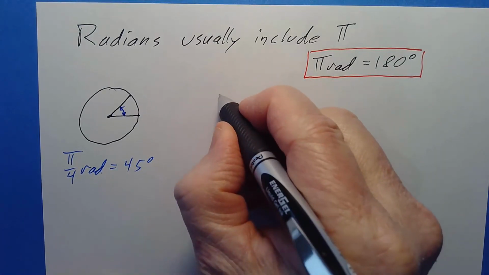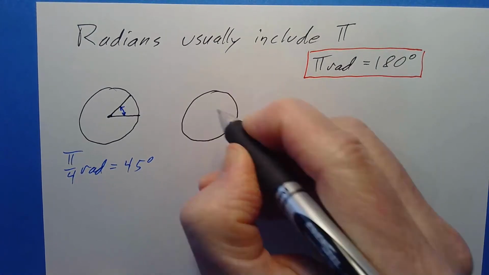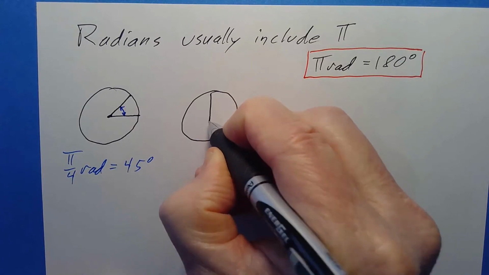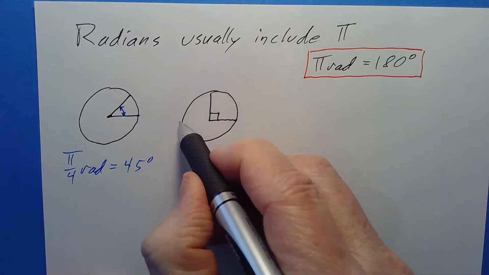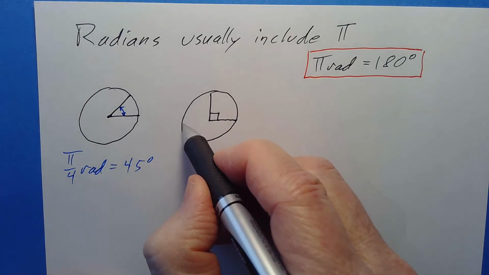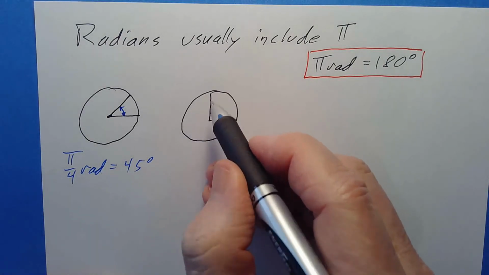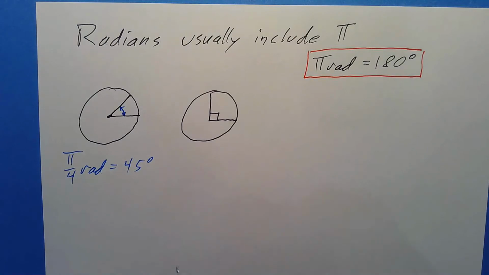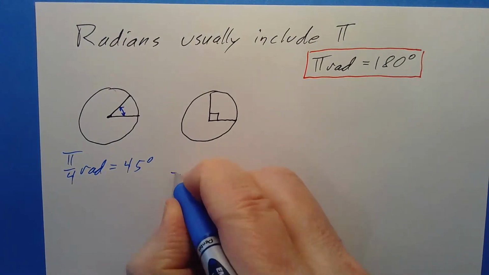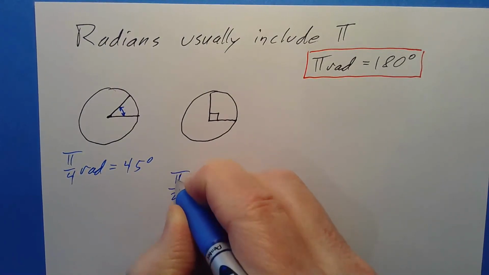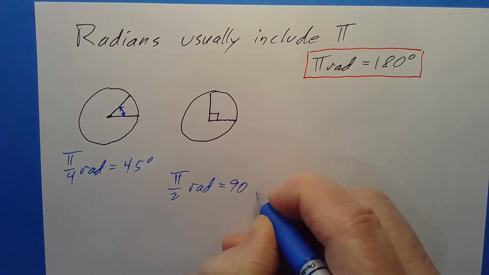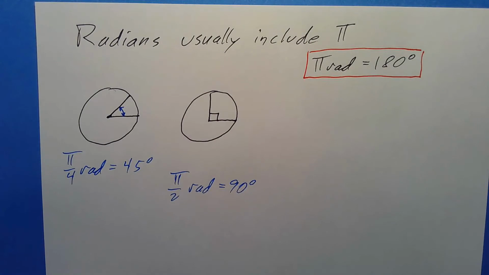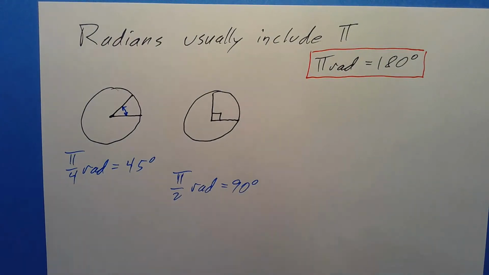Now, if we look at a 90 degree angle, remember a second ago, 180 is pi. It's pi radians to here, so half that, half of 180, is going to be pi over 2 radians. Pi over 2 radians equals 90 degrees. All right, so those are a couple really simple ones.